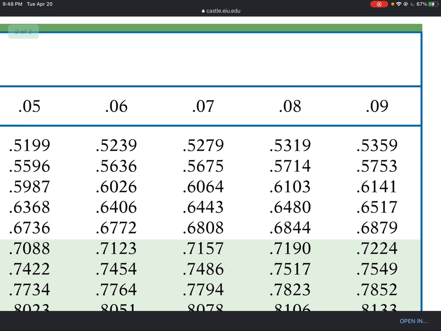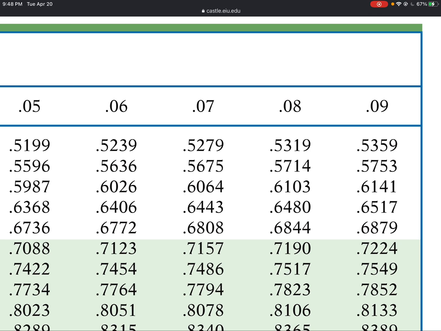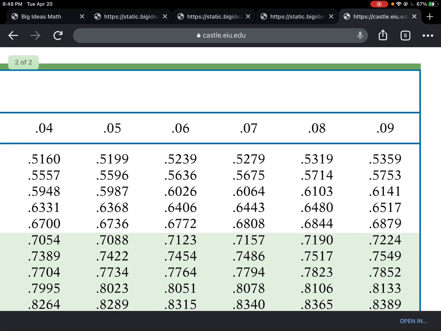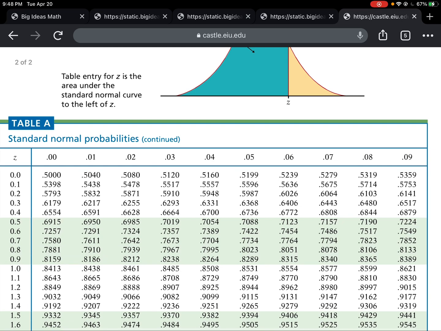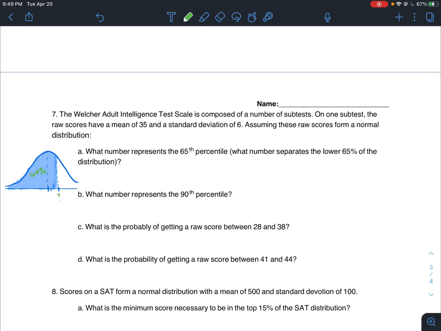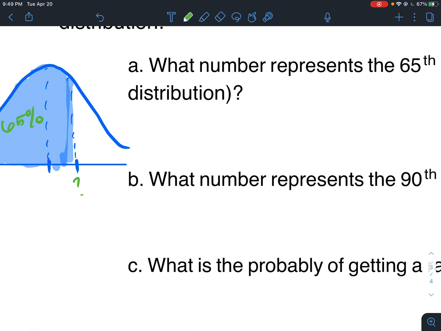That's under the column 0.09, and this is in the row that, if I follow it all the way to the left, is 0.3. So 0.39 gives me an area of about 0.65. So 0.39 would be my z-score right here. This z-score is 0.39, roughly.